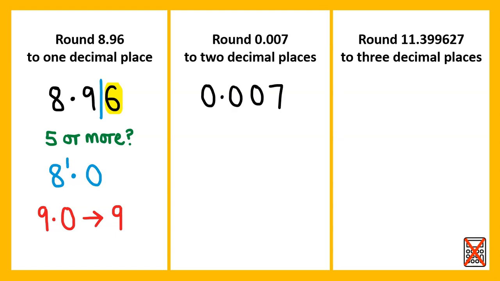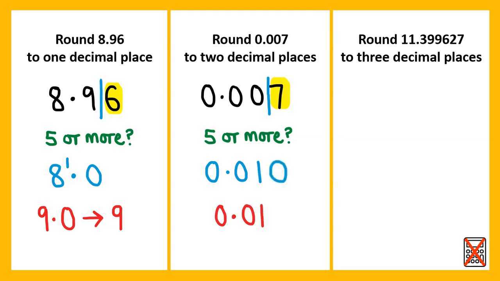For the second question, I'm rounding 0.007 to 2 decimal places. My rounding line goes after this digit, and deciding whether the next number is 5 or more means I will round this number up to 0.01, and this will give me my final answer of 0.01.